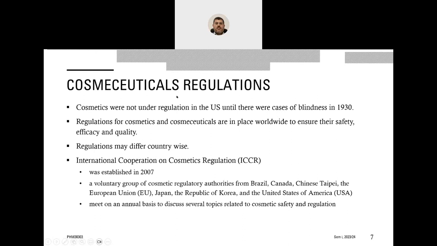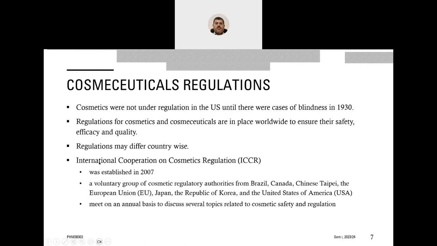So when it comes to the regulations, they don't identify the term cosmeceutical. So you have to classify your product either as cosmetic or as drug, and based on this you follow the respective regulations. Okay, generally cosmetics were not under regulation in the US until there were cases of blindness in 1930. Regulations for cosmetics and cosmeceuticals are in place worldwide to ensure their safety, efficacy, and quality nowadays. And they may have slight differences from one country to another.